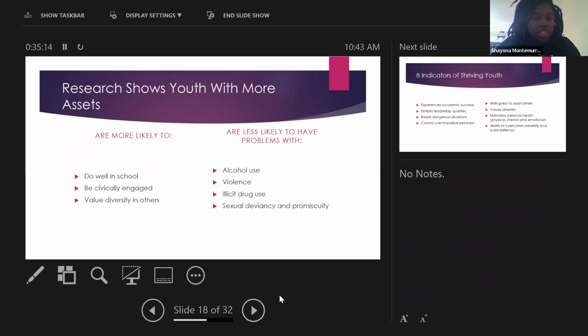Next slide. So research shows, whether it is more internal or external or both, that youth with more of these assets are more likely to do well in school, be civically engaged, and value diversity and differences in others. They're also less likely to have problems with substance use, whether that is alcohol, tobacco, vaping, illicit drug use, violence, or sexual promiscuity or deviancy.